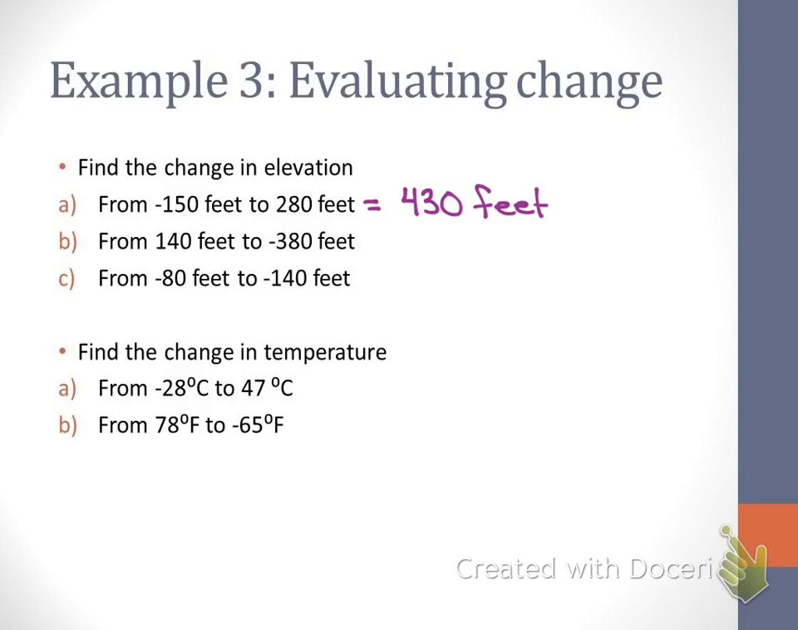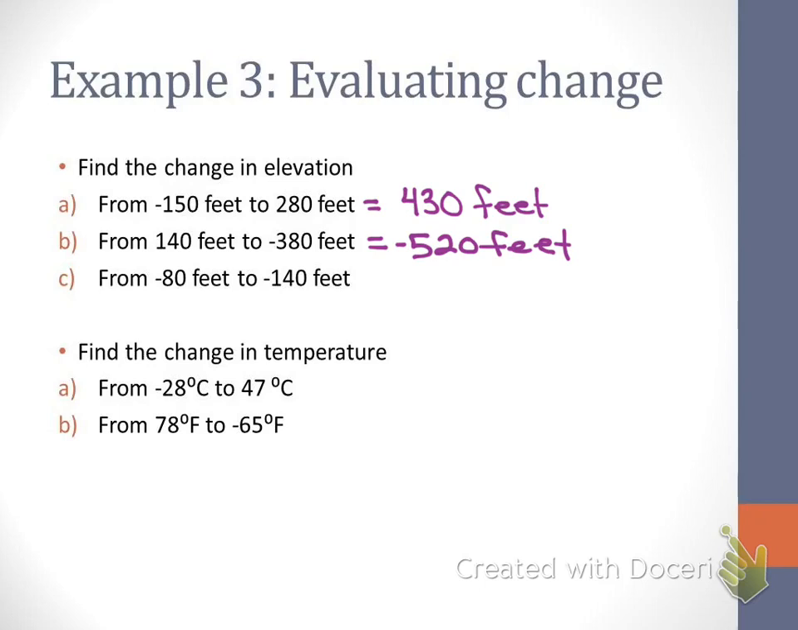So now I need to add 140 plus 380 to find the total change. So let's first find the change in elevation. When I add them together, it's going to be 520. And then it'll be a negative. Okay, now that's my next question. Is it positive or negative? Negative, because I went from a positive down to a negative, so it's negative 520 feet.